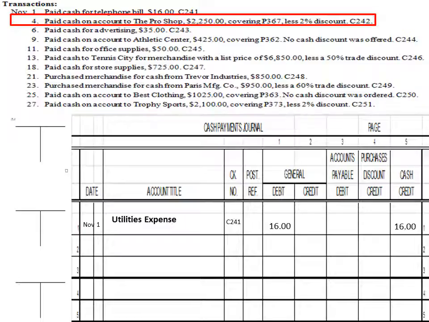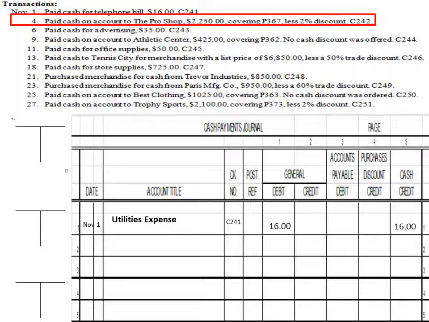Remember the terms section in 9.1? They offered us terms where we could receive a 2% discount if we paid ahead of time, or if we paid by a certain date. So we're going to take advantage of that discount, and that discount is what's called our purchases discount. Now you're going to see 2 things here: purchases discount and trade discount.